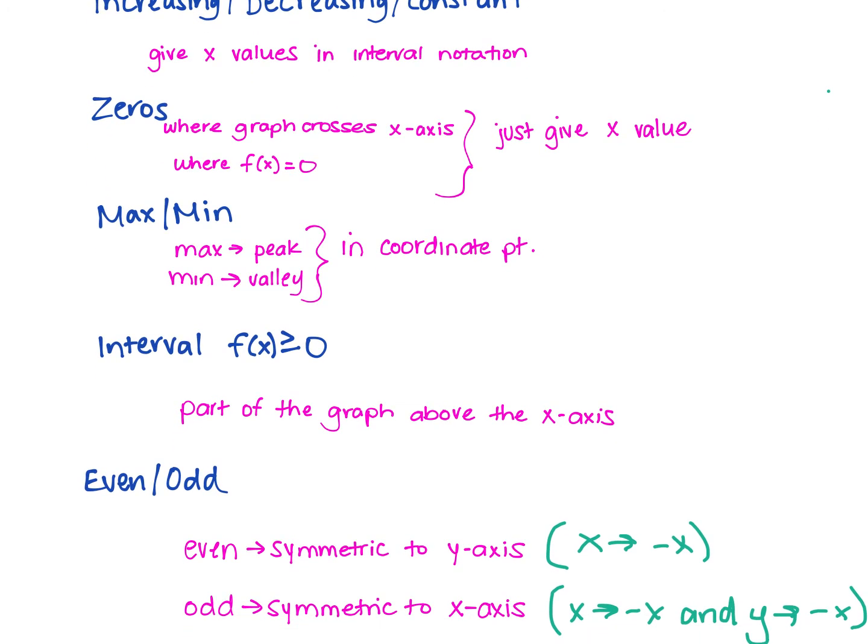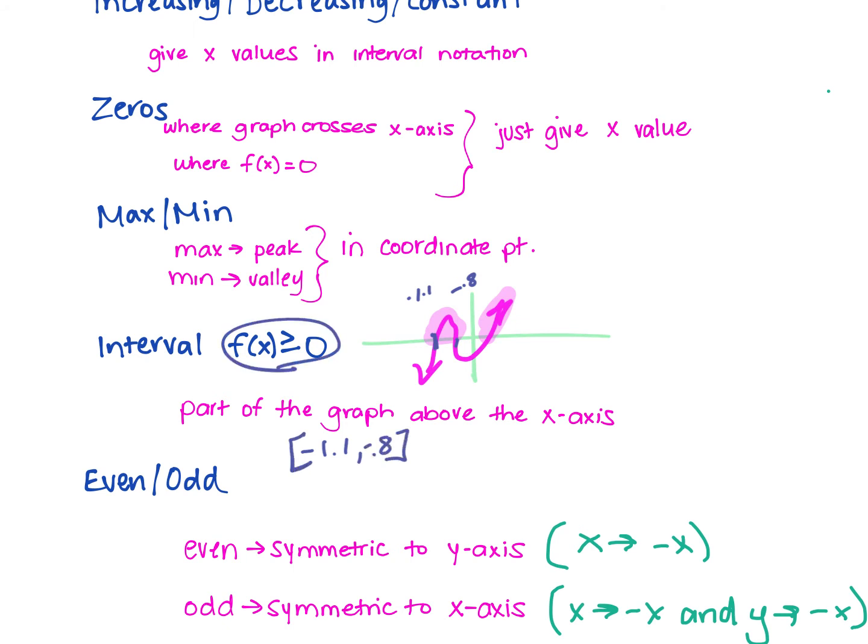And then if it asks for where that graph is greater than or equal to 0, I'm looking for where it's above the x-axis. So picture what we had for our graph, like this. If I want to know where f of x is greater than 0 or greater than or equal to, I'm talking about all these points and all those points. So this was like negative 1.1 and this was negative 0.8. It would be greater than or equal to 0 from negative 1.1 to negative 0.8 with a bracket on both because it's or equal to. And then also again from 0.8 to positive infinity.